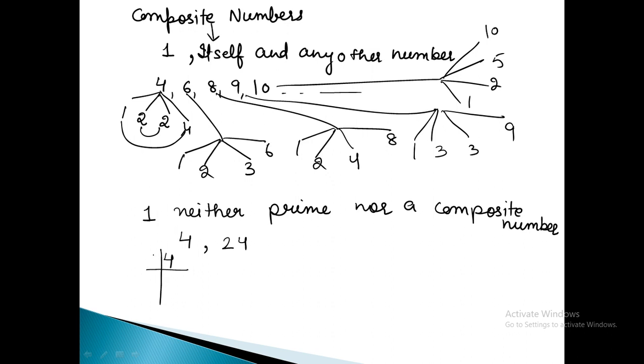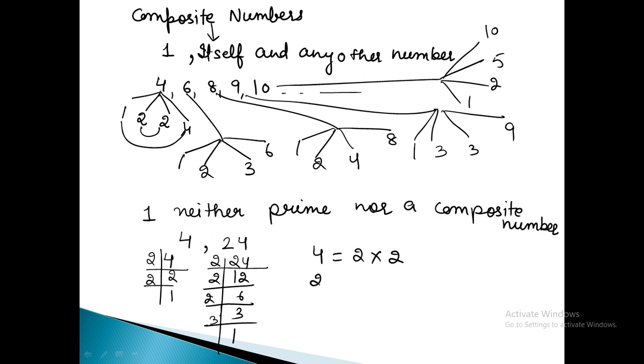You have to make factors. 2 2's are 4, 2 1's are 2. Now 24's factors, start from the lowest, smallest table. 2 12's are 24, 2 6's are 12, 2 3's are 6, 3 1's are 3. So 4 is equal to 2 into 2 and 24 is equal to 2 into 2 into 2 into 3.